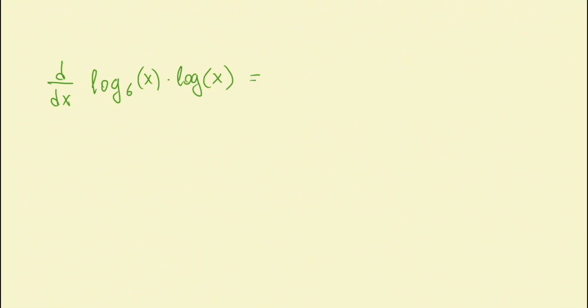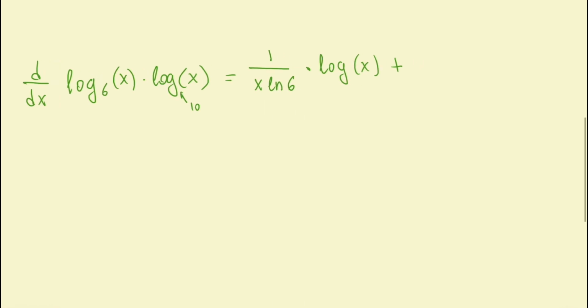Lastly, we will derive log base 6 of x times log base, in this case it's going to be 10, of x. This would equal derivative of the first function. It's going to be 1 over x times natural log of 6 times the second function, which is log of x, plus derivative of the second function, which is 1 over x over natural log of 10, since the base is 10, times the first function, log base 6 of x.